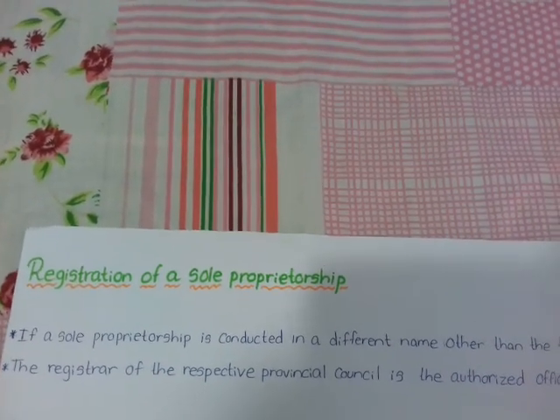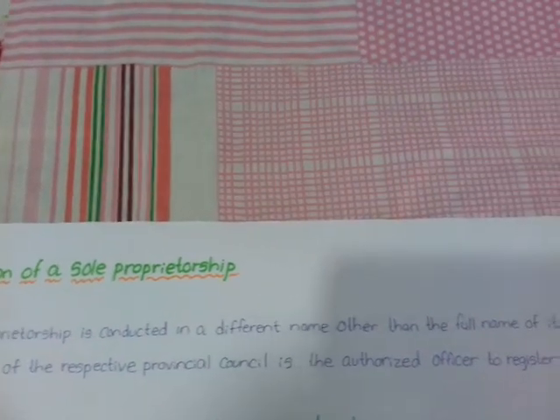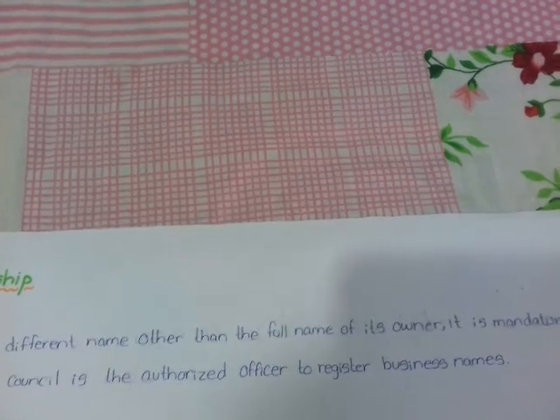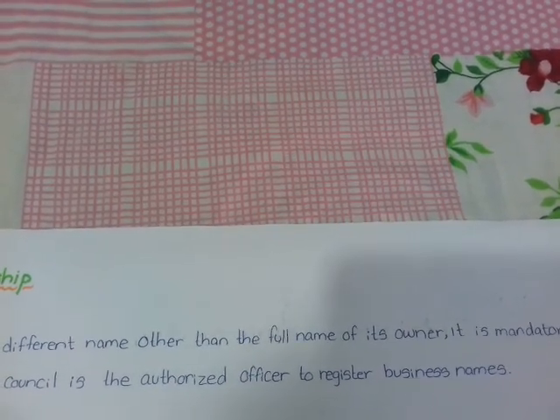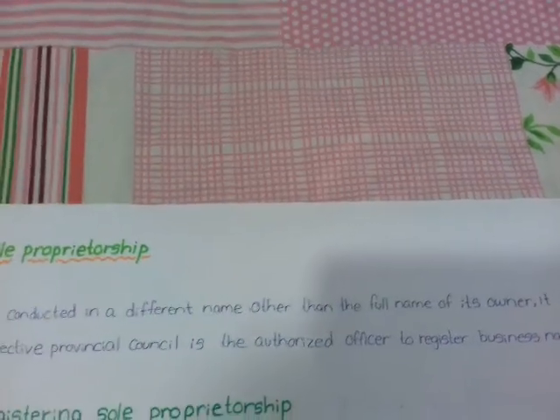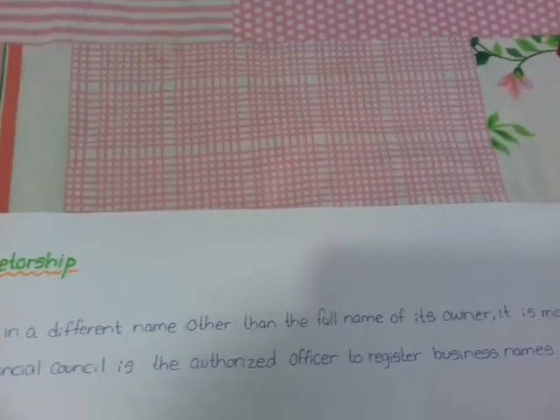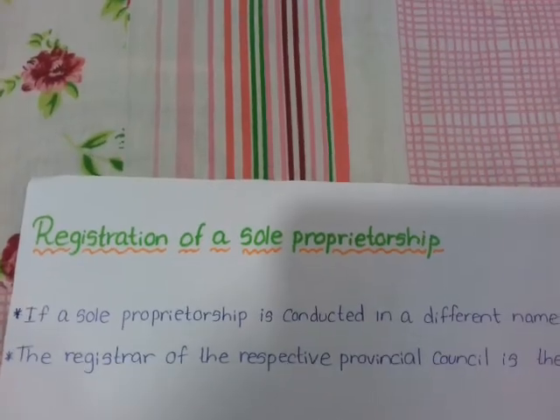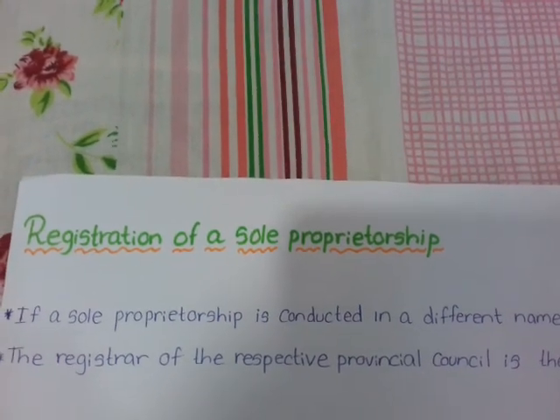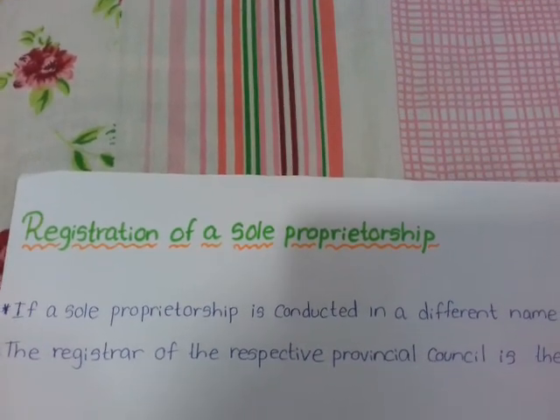And the registrar of the respective provincial council is the authorized officer to register business names. So, who is the authorized officer of registering business names? The registrar of the respective provincial council. So, you should keep these in mind.